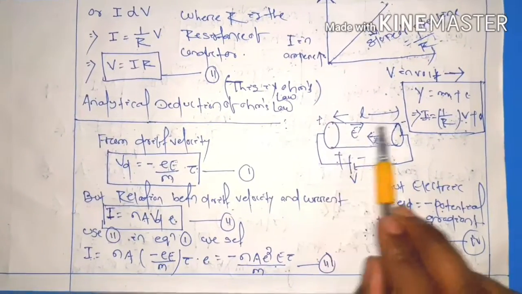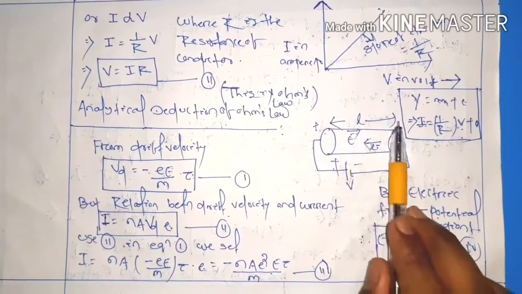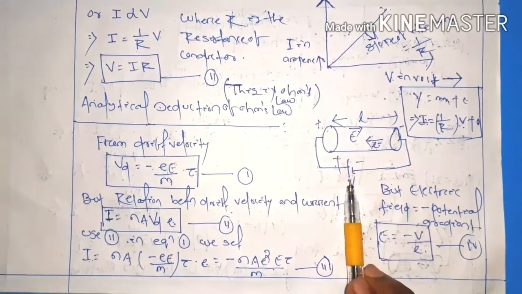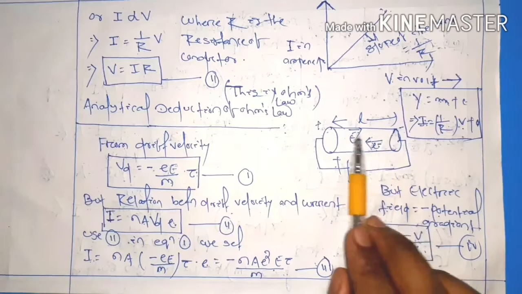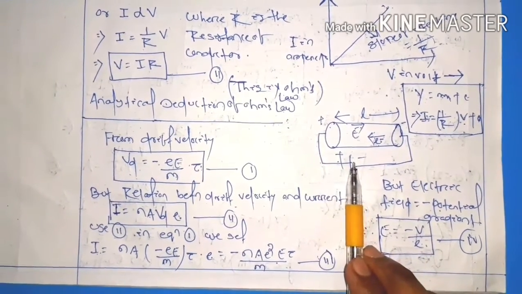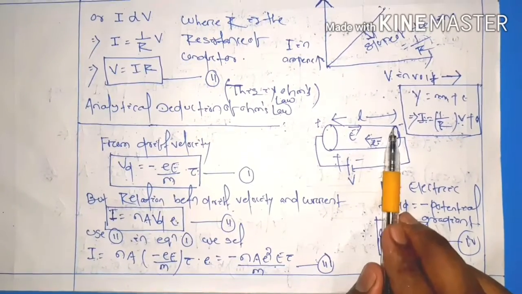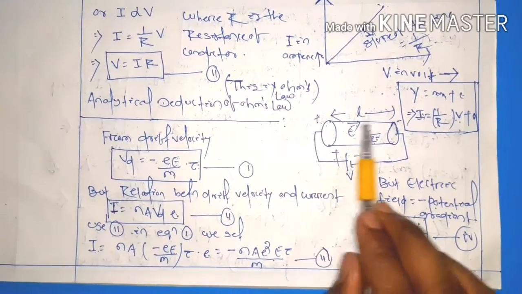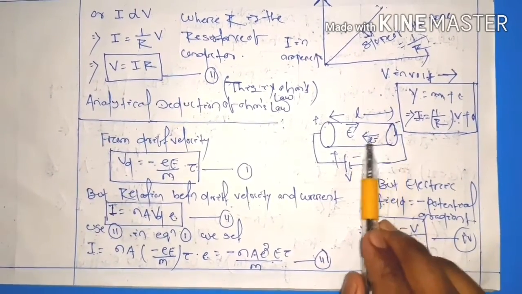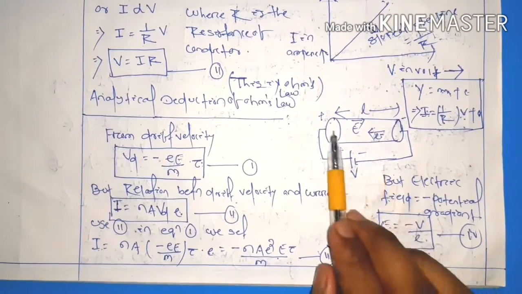Consider a cylindrical conductor of length L connected with a source voltage V. Then electrons start moving from negative towards positive and current flows from positive towards negative. This is the direction of the electric field from positive to negative, and the direction of electron motion from negative to positive.